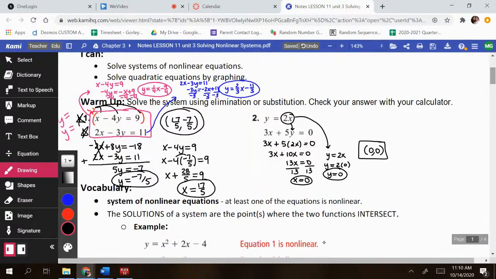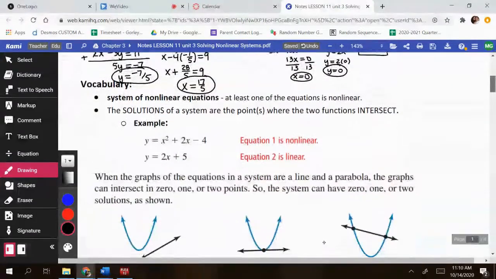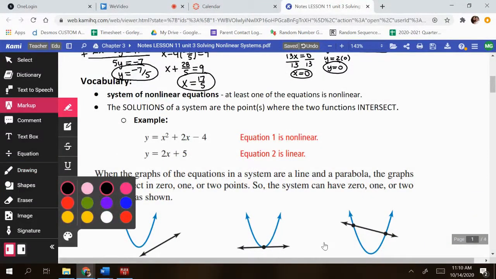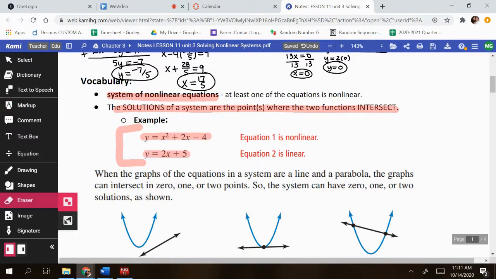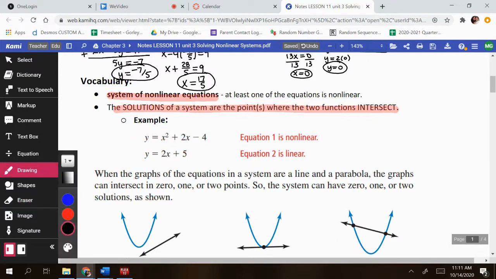Okay, so those were both examples with linear functions. Now we're going to work with a system of nonlinear equations where at least one of the equations is not linear. The solutions of a system are points where the two functions intersect. So, for example, if I look at this system right here, this would be an example of a system of nonlinear equations because we have a parabola, which is not linear, and a line.